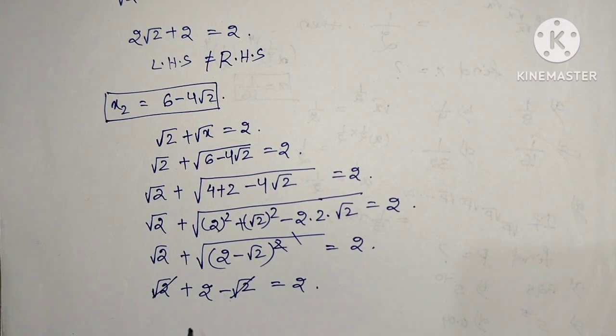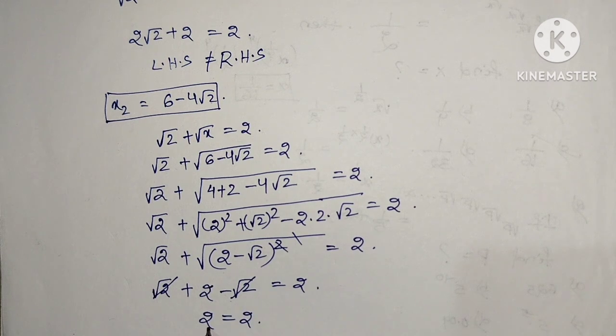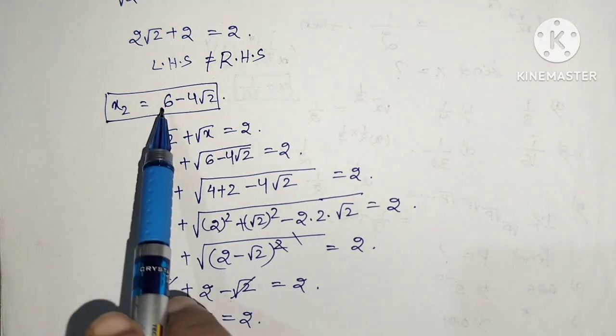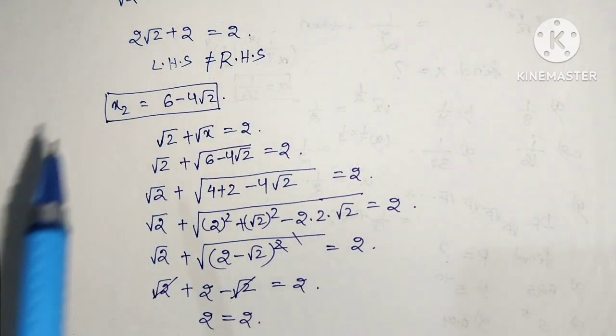Minus root 2 plus root 2 is cancelled. Then 2 is equal to 2. Then LHS is equal to RHS. Then the value x2 equals 6 minus 4 root 2 is correct.